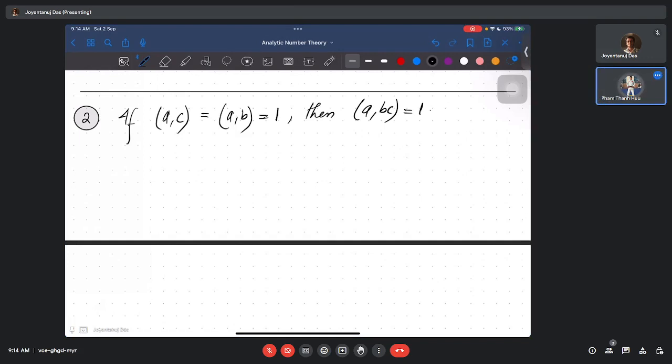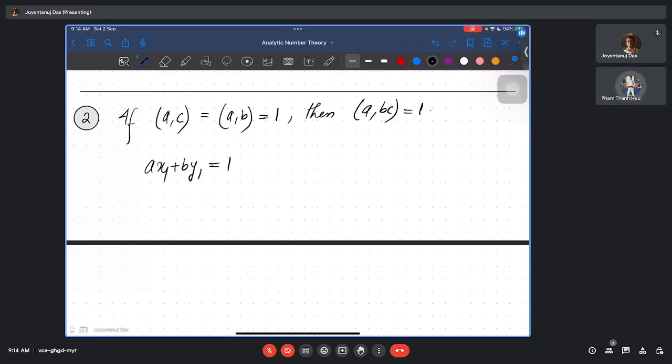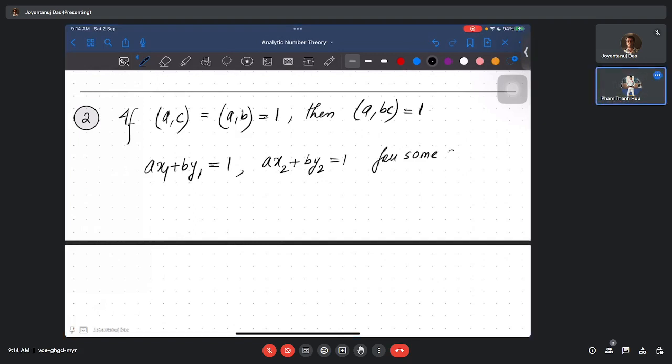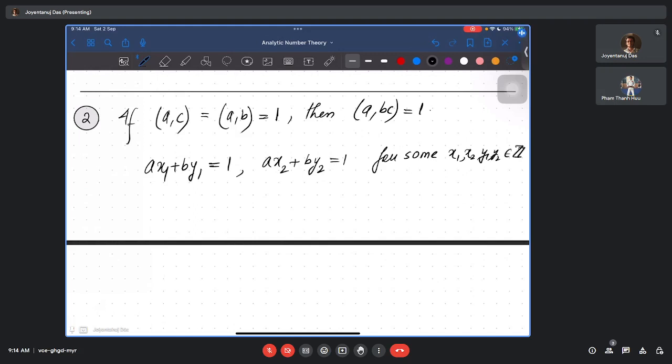So I can have A x1 plus B y1 equals 1, and A x2 plus C y2 equals 1, for some x1, x2, y1, y2 belonging to integers. But the first is not B, the first is C. Yes.